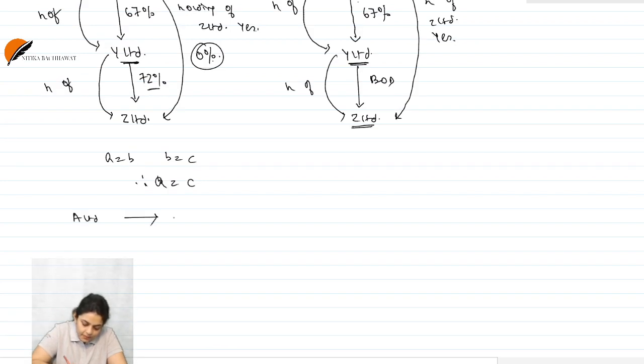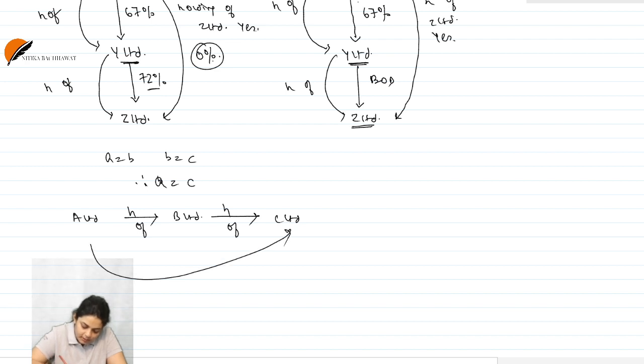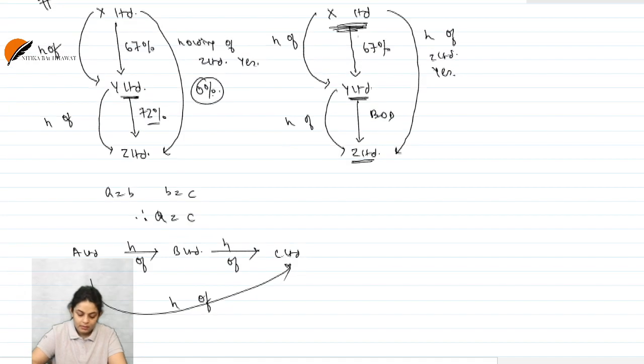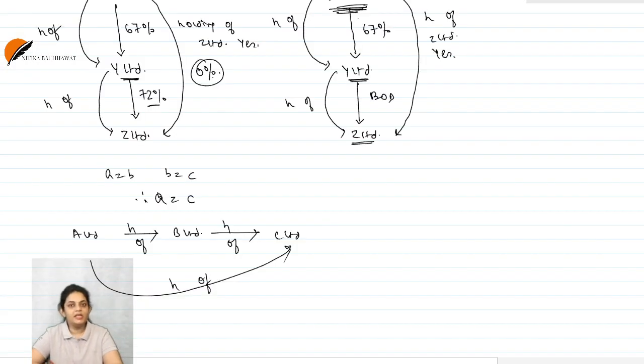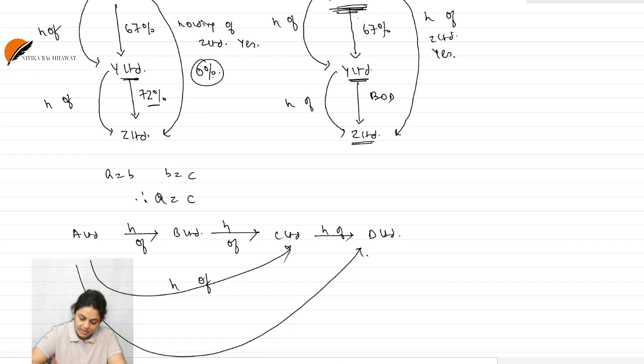If my subsidiary is the holding of another company, I am automatically the holding of that company. Correct? So A Limited is the holding of B Limited. B Limited is the holding of C Limited. Can I say A Limited is the holding of C Limited? Yes. C Limited is the holding of D Limited. Can I say A Limited is the holding of D Limited? Yes, that is how it is.